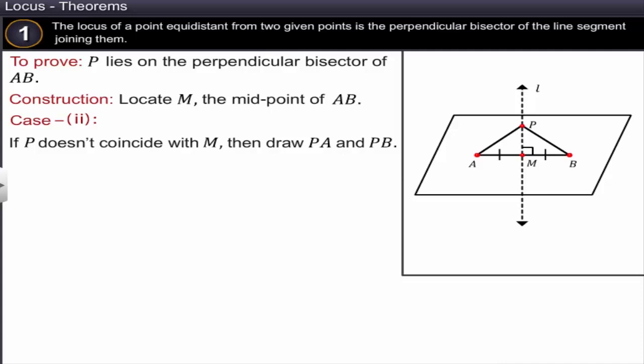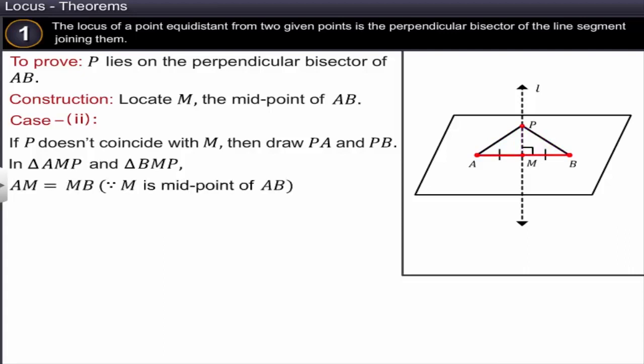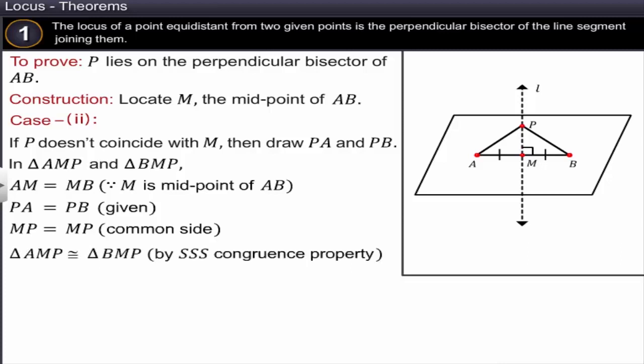In triangles AMP and BMP, AM is equal to MB, since M is the midpoint of AB. PA is equal to PB, which is given to us, and MP is the side common to both the triangles. This shows that the corresponding three sides of the two triangles are equal. So, by the SSS congruence property, triangle AMP is congruent to triangle BMP.